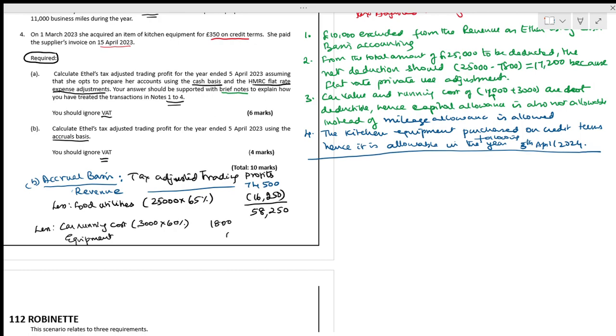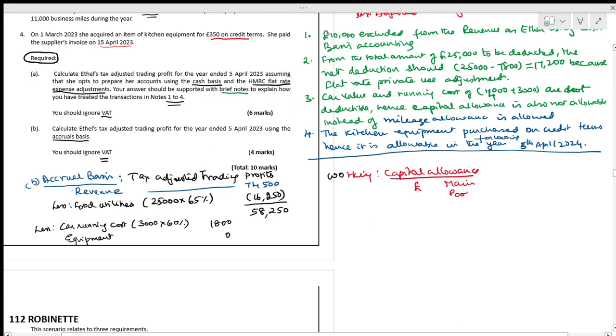Okay. Equipment. How much is there? See. Now I will write here with respect to working capital allowance. See, you have that main pool. We have that main pool. You have that private use. Private use, you have the allowance. Okay, next.